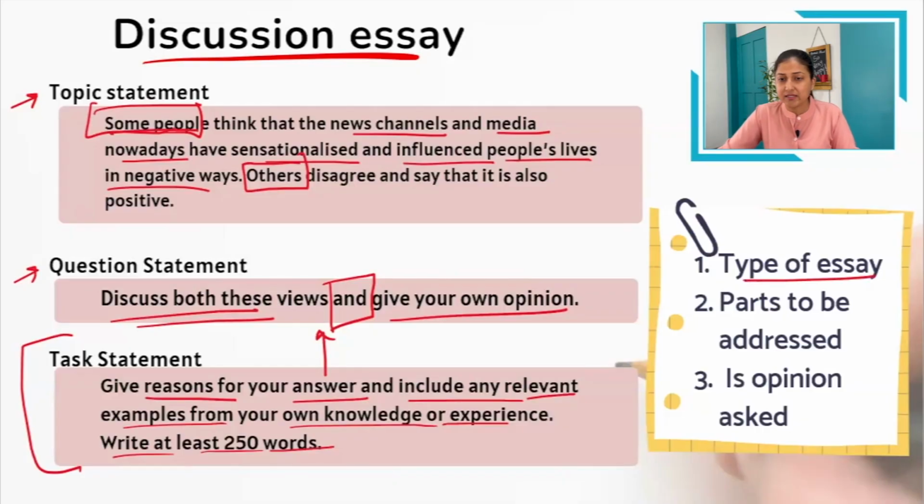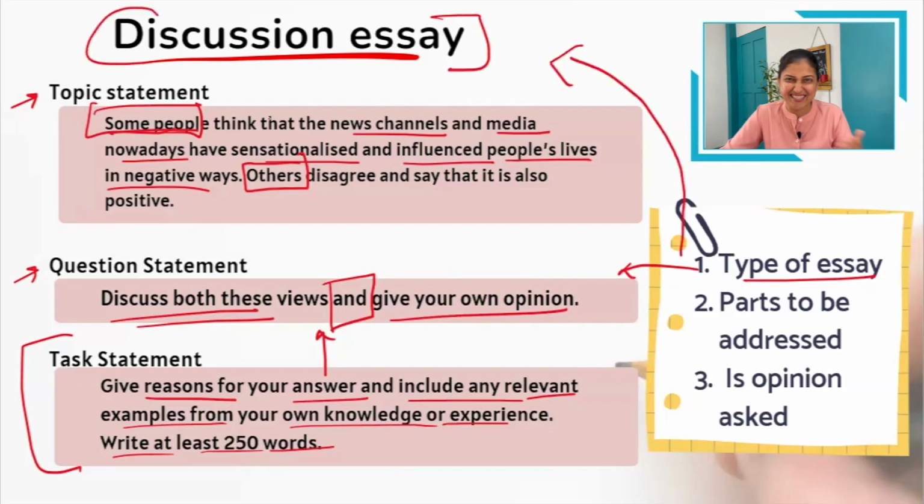All right, now let's come to those 3 points which we have to keep in mind while reading any essay, any essay question rather. So first thing first, type of essay. What do we look at when we have to identify the type of essay? The question statement. The question statement is saying discuss both these views and give your own opinion. That means this is a discussion essay. Also because it's very explicitly written on the screen. Not just because of that, but the question statement also.